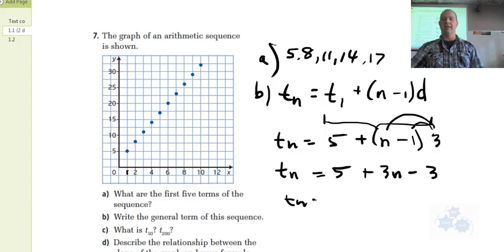Simplify this. T of n equals 5 minus 3. Let's just do that here. So 5 minus 3 is 2 plus 3n. If you want to write it as 3n plus 2, I'm okay with that as well, obviously.